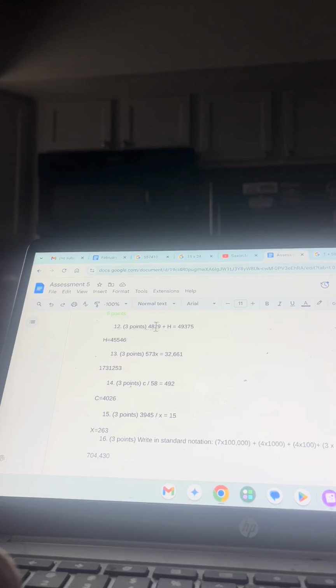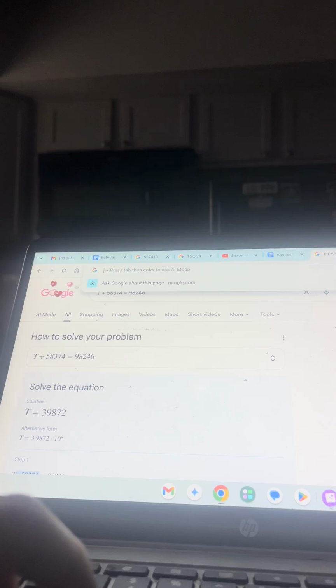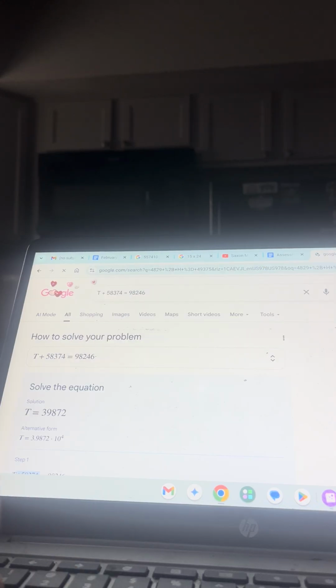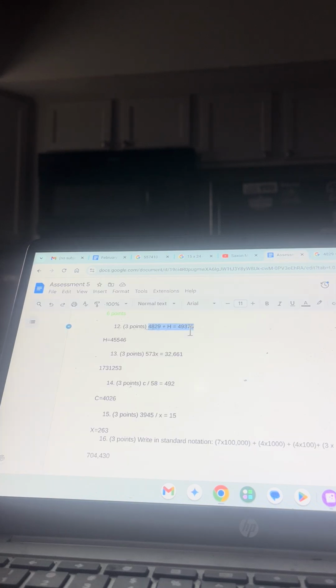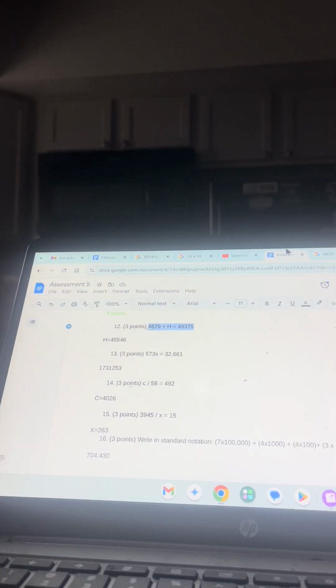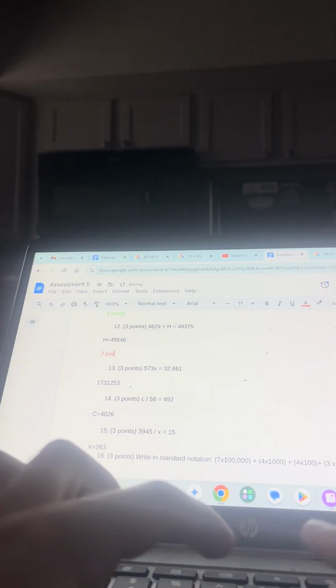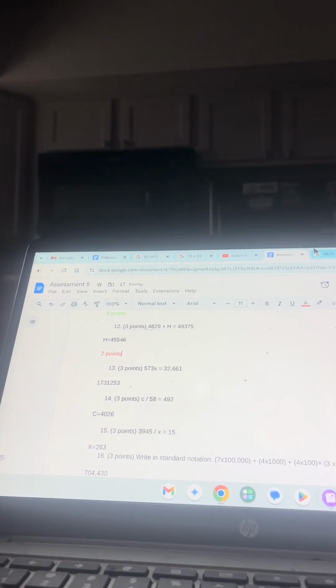Okay, let's check this one real quick. See if you got this one correct. Wait. H equals 44,546. You got 45,546. That means you got one number wrong. But again, you get partial credit, because at least you made a lot of progress. So you get 2 points for that one.